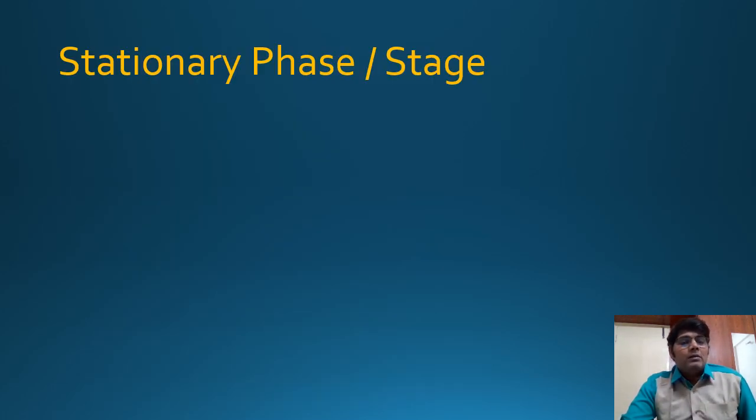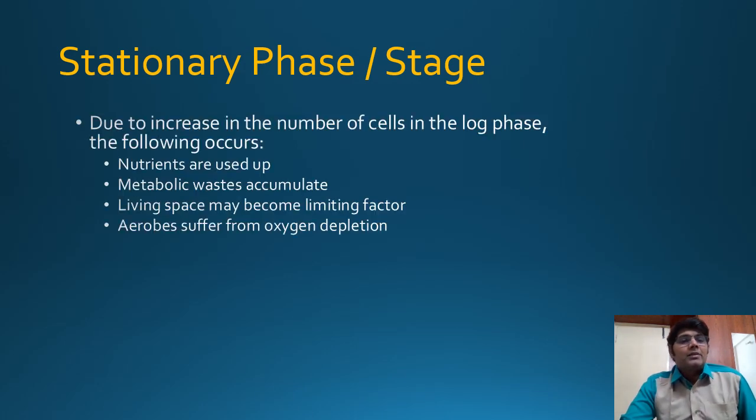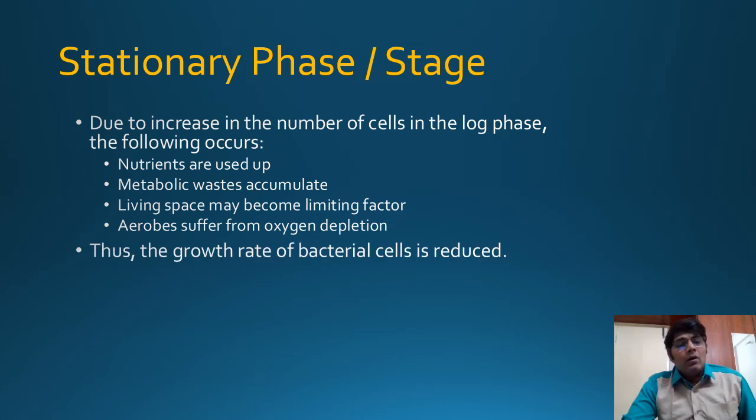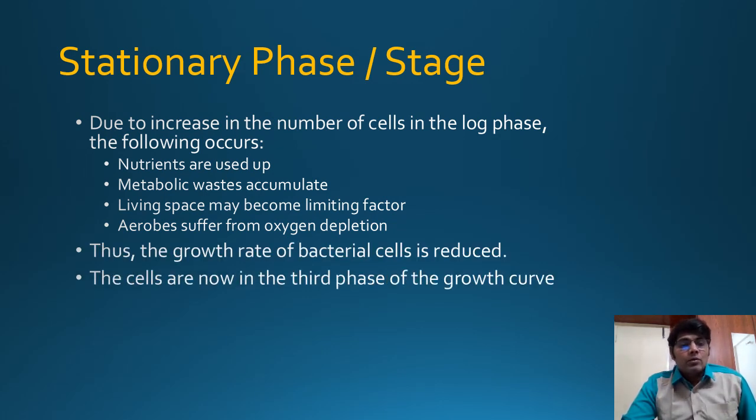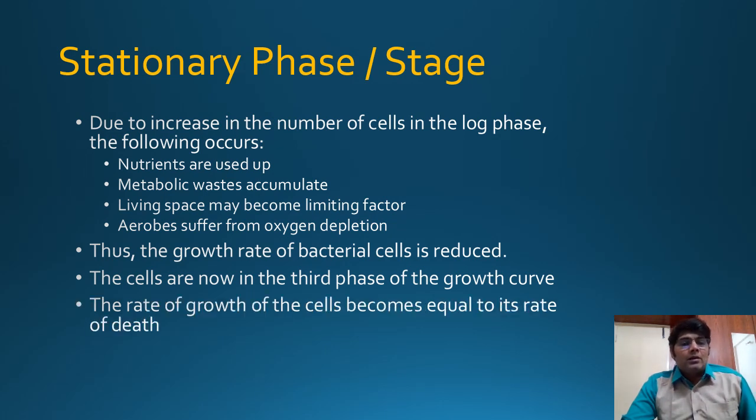And when you speak about the third phase, it is called the stationary phase or the stationary stage. This stage occurs because during the log phase, the nutrients are used up, the metabolic waste accumulates, the living space becomes a limiting factor for the organisms, and the aerobes suffer from oxygen depletion. All these things affect the growth rate of the bacterial cells, and because of which the cells now enter the stationary phase.